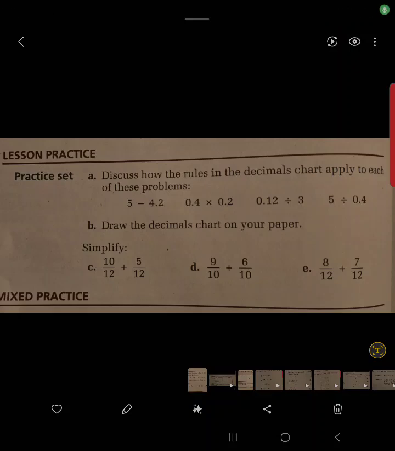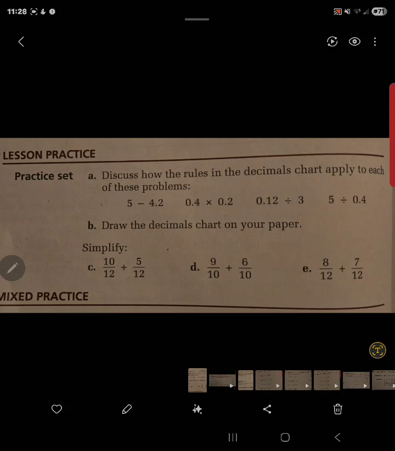Right, ladies and gentlemen, this is part 2 of lesson 53. We are going to go through the lesson practice in the middle of the page on page 284 of your textbook. We're going to go through this rather quickly, or at least the first half, because it's just talking about decimal operations and what we have to do. But I think most of you are pretty keen on this, or you understand this pretty easily.